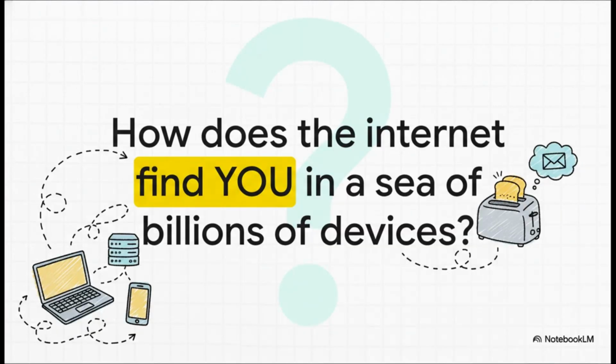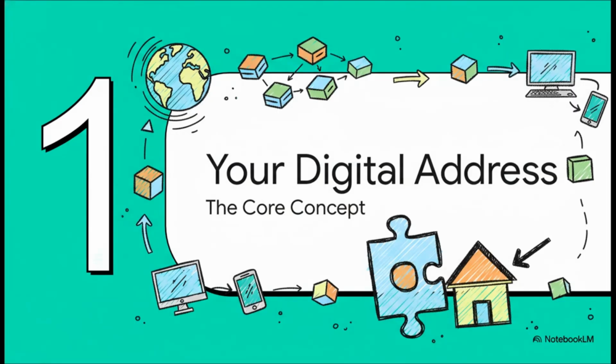I mean, seriously, think about it for a second. There are billions, with a B, of laptops, phones, servers, even smart refrigerators all connected to the internet. When you ask for a video or shoot off an email, how in the world does the network know which device is yours? The answer is a really simple but powerful idea: a digital address. So, let's pull back the curtain.